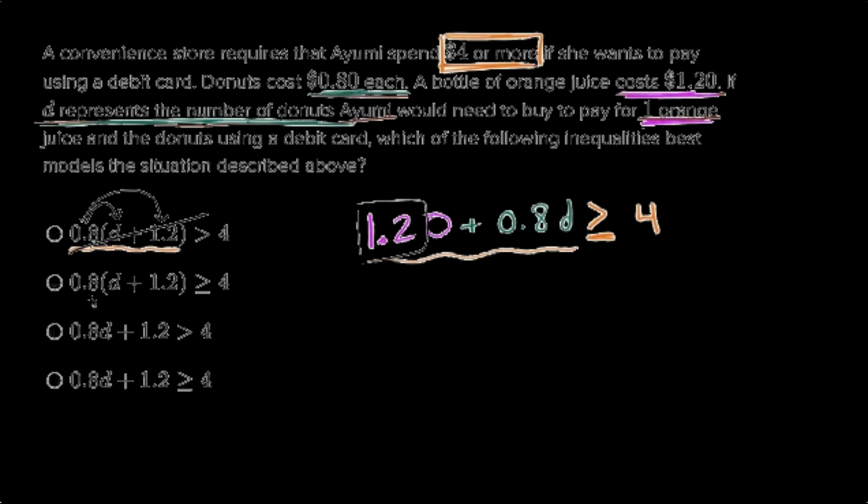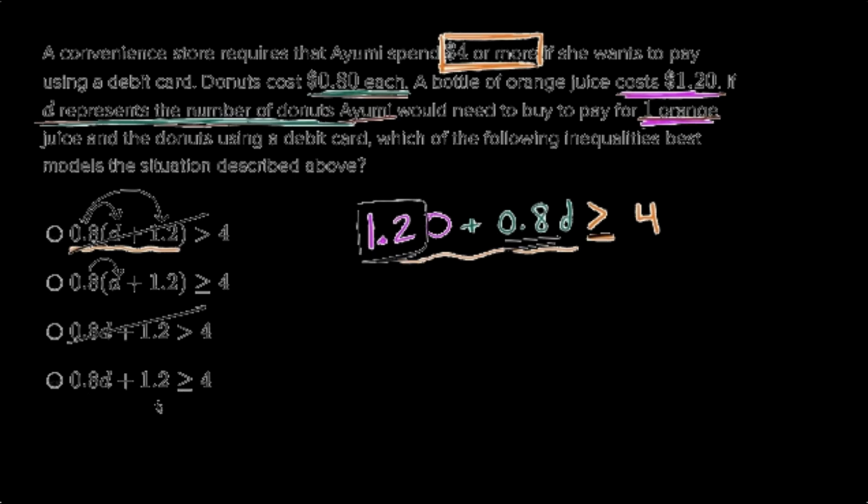0.8 times D plus 1.2 is greater than or equal to 4. Well, let's see, that has a greater than or equal to, but if you distribute, 0.8 times D is going to be this, but 0.8 times 1.2 is not 1.2. It's going to be 0.96. So that's not going to work out. Let's see, 0.8D plus 1.2 is greater than 4. We're close, but remember, we want greater than or equal to 4.